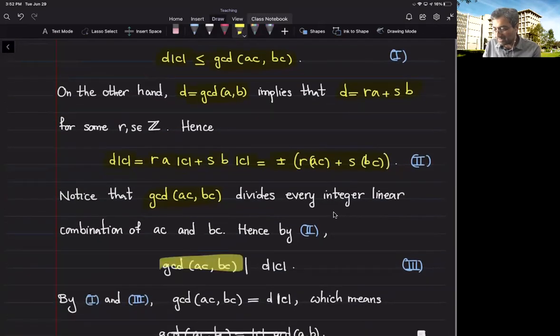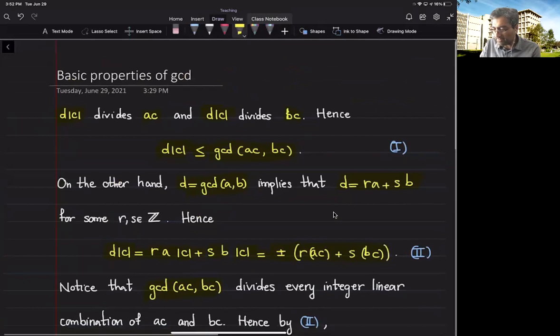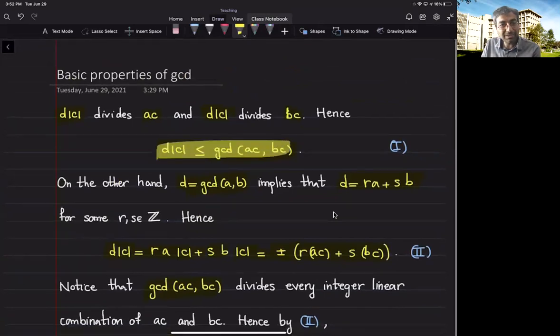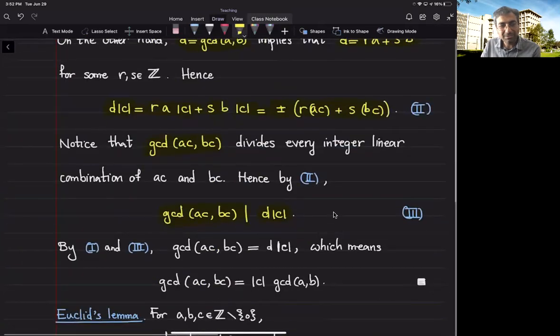So GCD of AC and BC divides D times absolute value of C. But remember, D times absolute value of C is a positive integer, because D is GCD, and the absolute value is positive. So this is a positive integer. This positive integer is divisible by this positive integer. So therefore, this cannot be more than this one. Now, this cannot be more than this one, and we have the other way around as well. So altogether, we get equality. So these two positive integers are equal, and that's exactly what we wanted to show, because D is GCD of A and B.